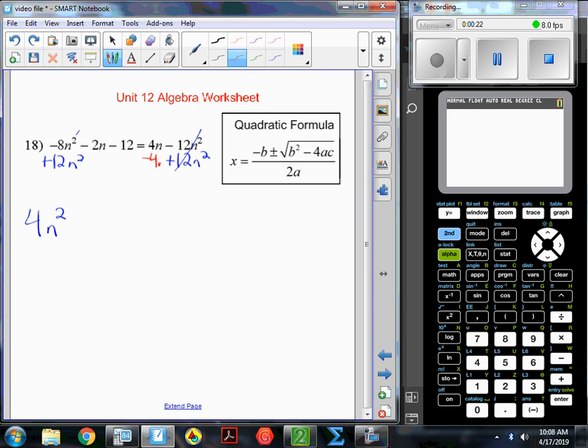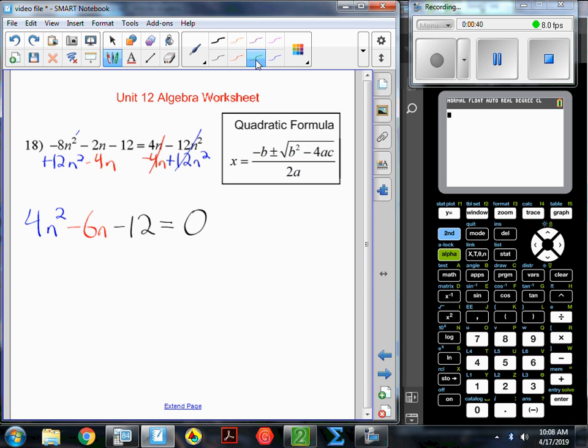Subtract 4n on the right gives me 0. Subtract 4n on the left is minus 6n. And I have a negative 12, or minus 12, equals 0. So now I can use the quadratic formula. I could also try to factor, but we're practicing quadratic formula.